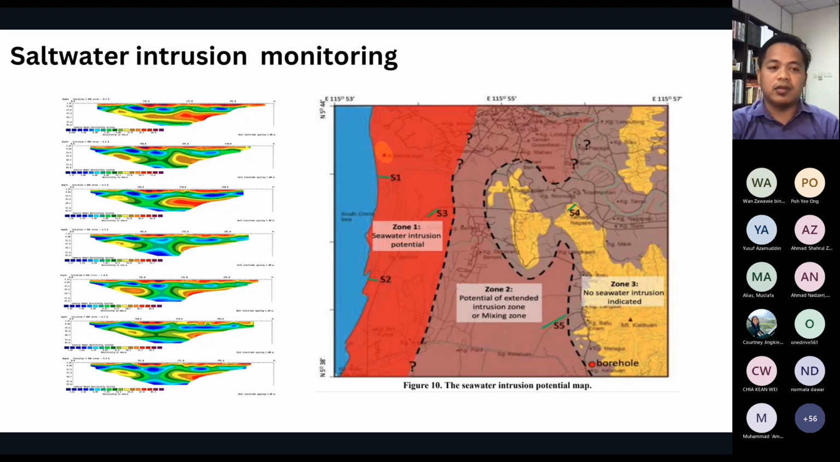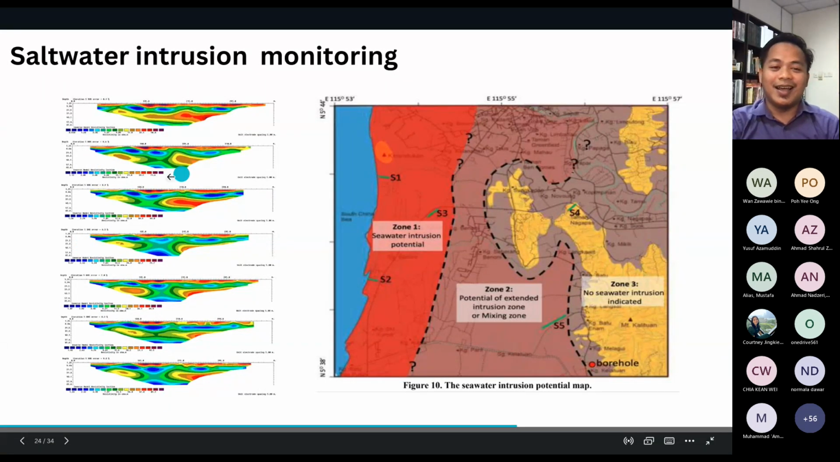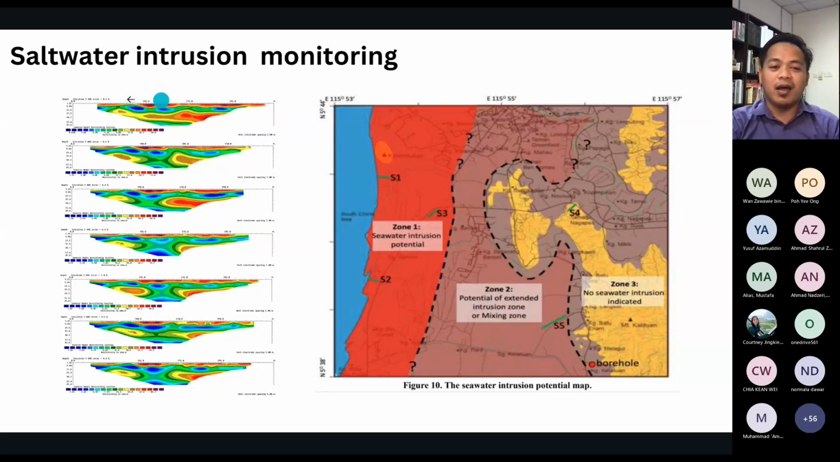So besides dam monitoring, we also use this method, resistivity, for saltwater intrusion monitoring. So if you could see, this is a time lapse in Labuan, Pulau Labuan, okay, Wilayah Persekutuan Labuan. So we did one survey line, and we repeated that data acquisition several times. I couldn't remember how many times we did that over a few days. So we were able to detect the changes of the saltwater intrusion during the low tide and high tide. So it's really related with the tides condition.